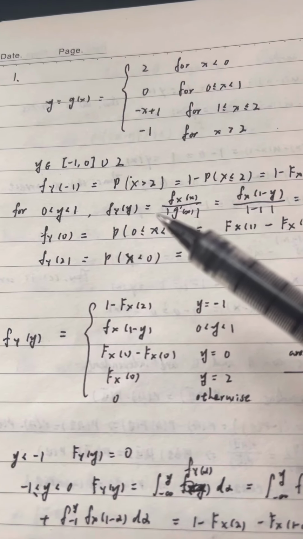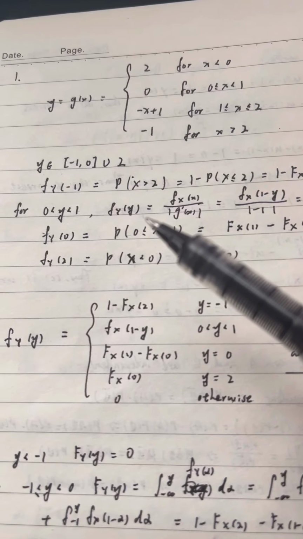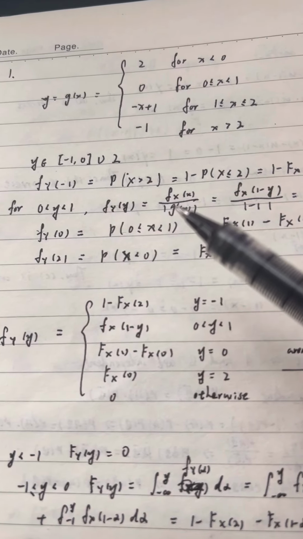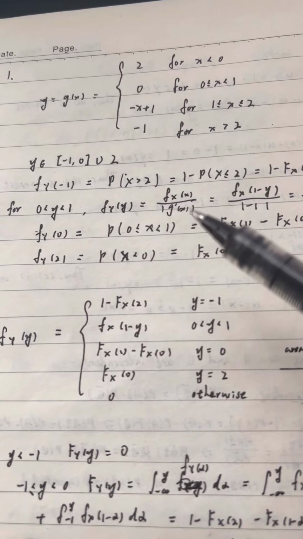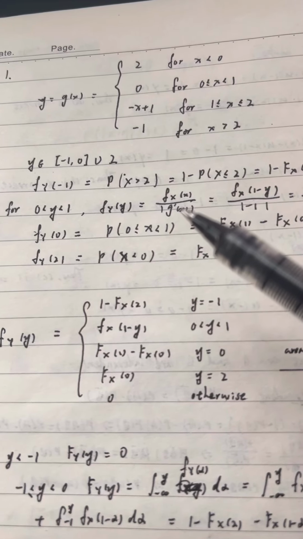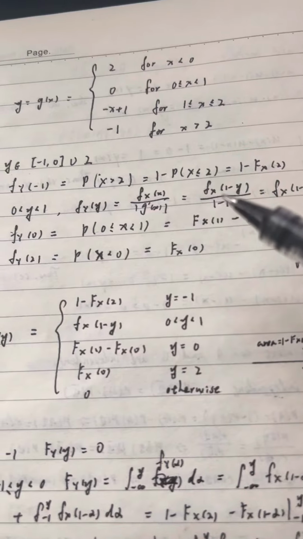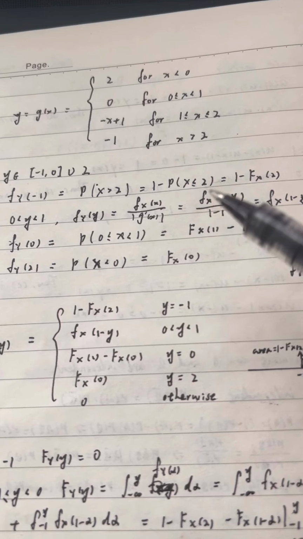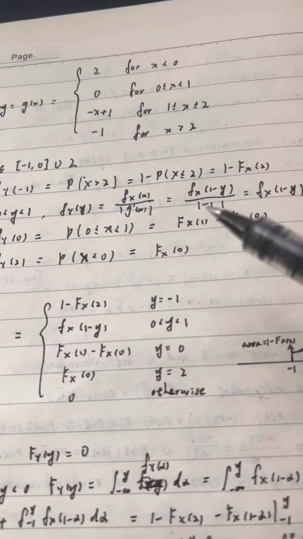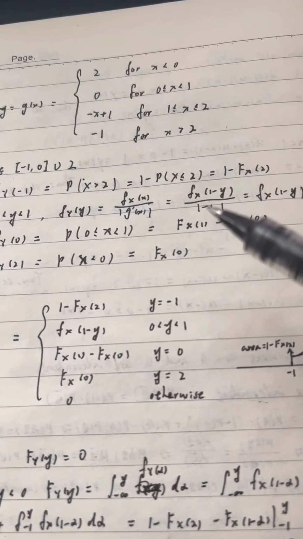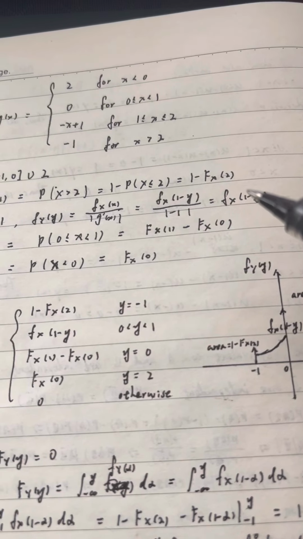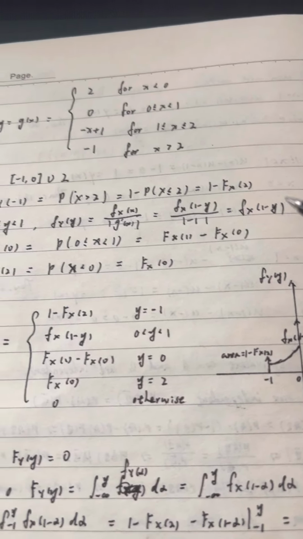And then we find when y is larger than 0 and less than 1, we can just use the fundamental theorem to find the density function of y. It is equal to f_X(x) divided by the absolute value of the derivative of g(x). So it equals f_X(1 minus y) divided by 1. The absolute value of -1 is actually 1. So it just equals f_X(1 minus y).